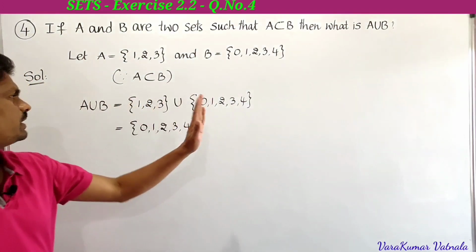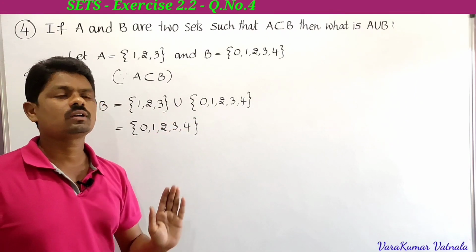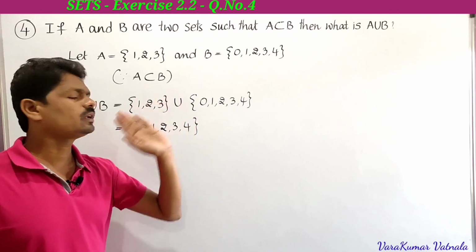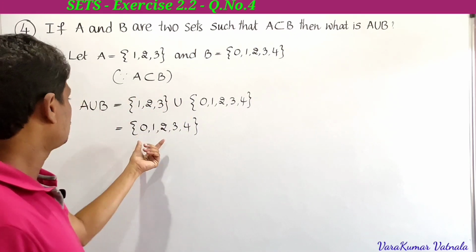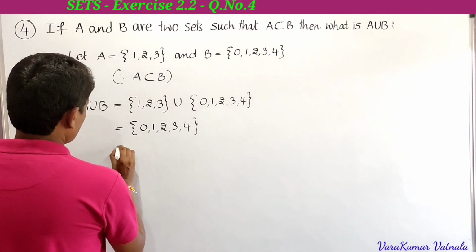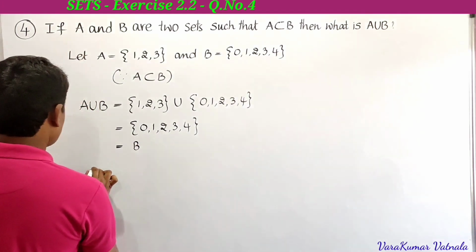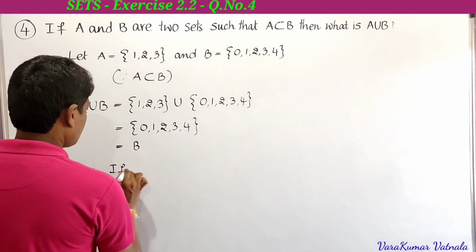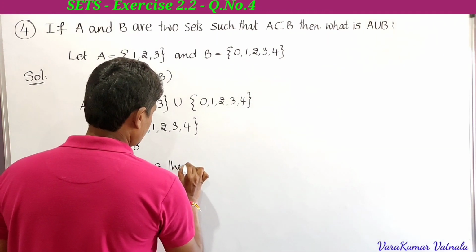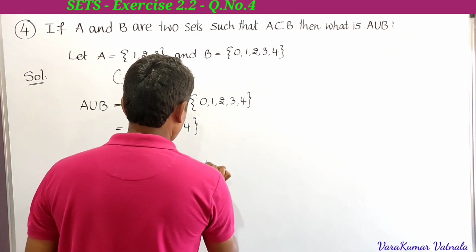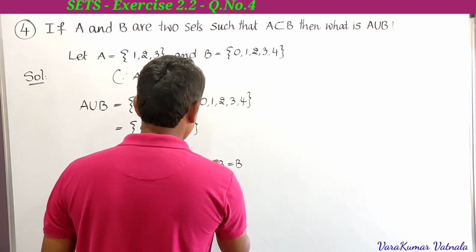You have to write all the elements. So 0, 1, 2, 3, 4. All elements present in both sets must be written. If there are repeated elements, you have to write them only once. See here, A union B is equal to, observe, it is nothing but B only, set B only. Therefore we can say if A is a subset of B, then A union B is equal to B only.